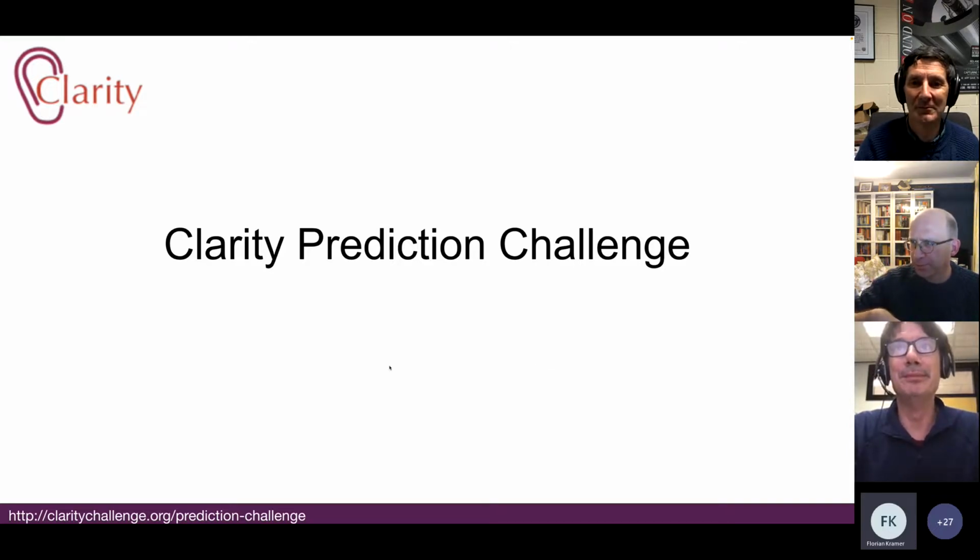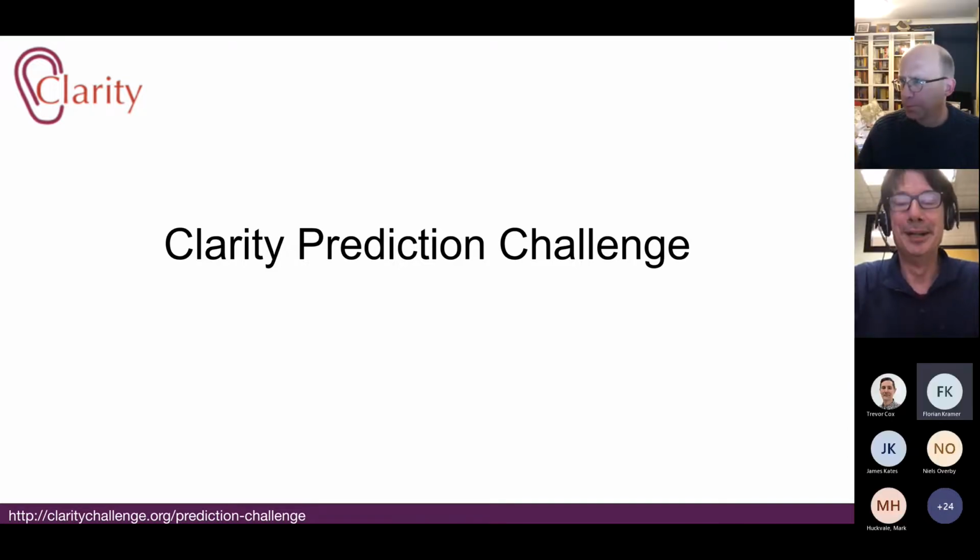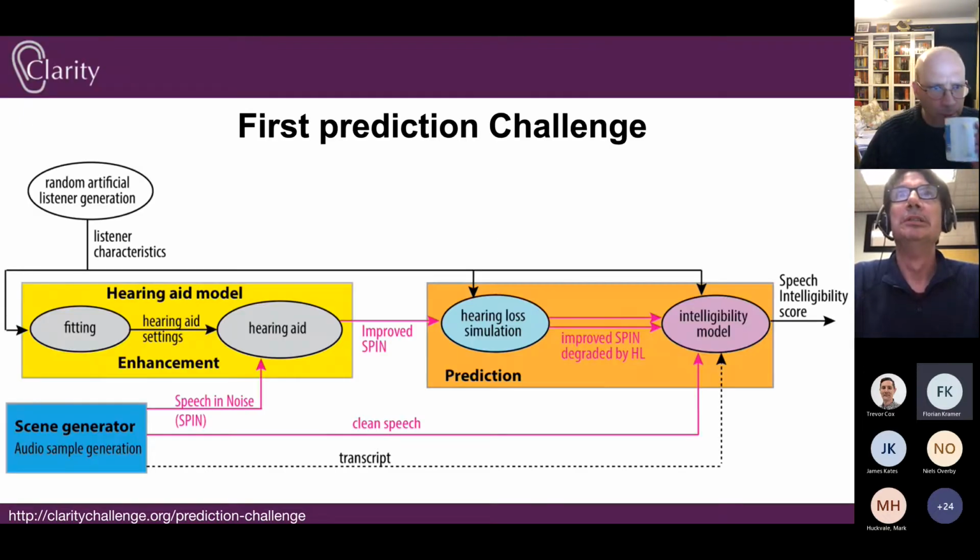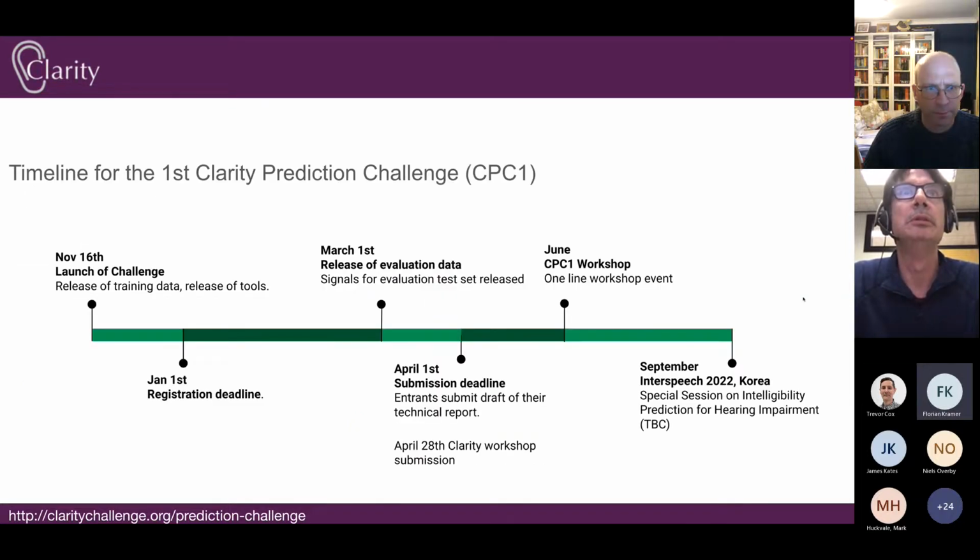So if those preceding talks haven't made people lose hope at how difficult the challenge is, I'll now come back to what data we have and what we're trying to do. As Trevor showed in this diagram before, we've already run the enhancement challenge, and this is now the prediction challenge. So we're talking about this orange block. You're going to be given signals that are the already improved speech and noise signals from hearing aid systems, and you're going to be asked to predict intelligibility scores coming out the other end, and these signals are listened to by our hearing aid panel.